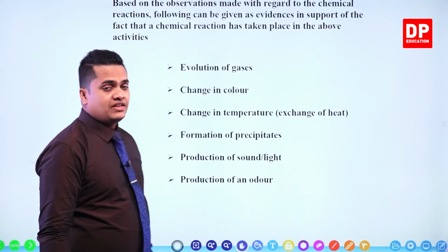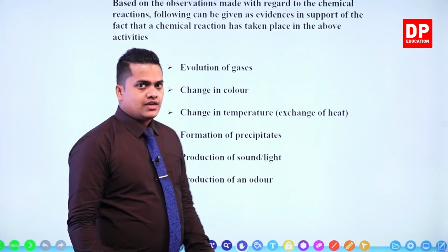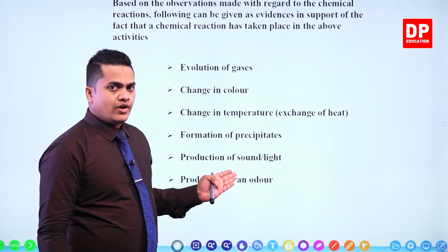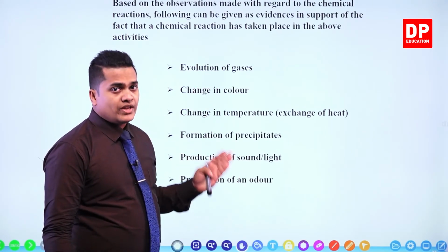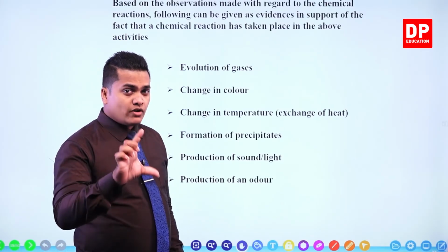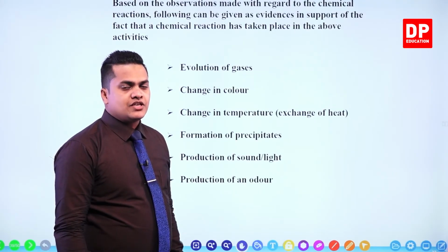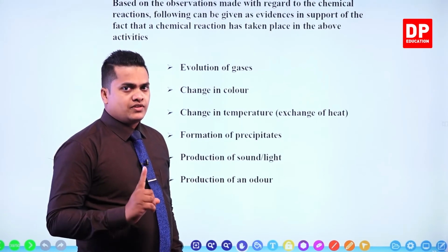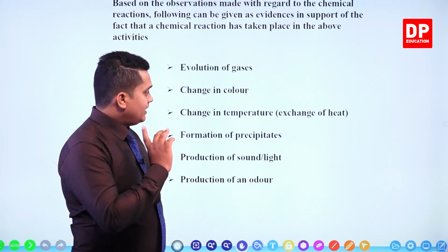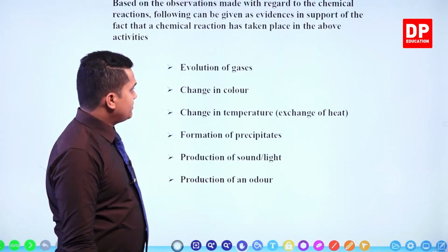So in the above activities, we discussed that chemical changes have occurred. So these are the special points that we can see during a chemical change. At least one of these observations should be there if a chemical change is going to occur within a system. So what are these observations?